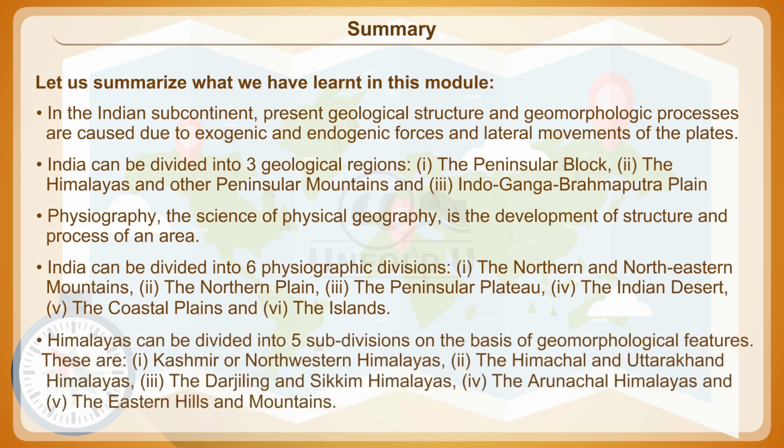Himalayas can be divided into 5 subdivisions on the basis of geomorphological features. These are 1. Kashmir or northwestern Himalayas. 2. The Himachal and Uttarakhand Himalayas. 3. The Darjeeling and Sikkim Himalayas. 4. The Arunachal Himalayas. And 5. The Eastern Hills and Mountains.